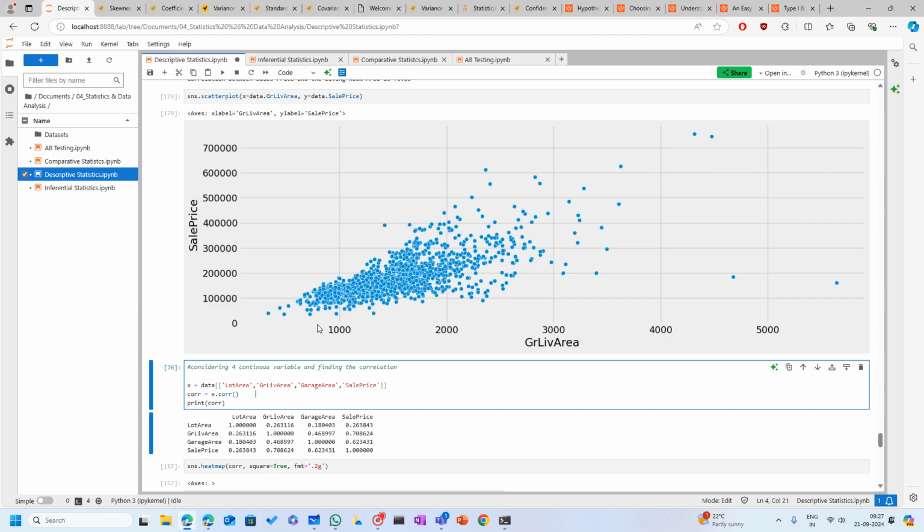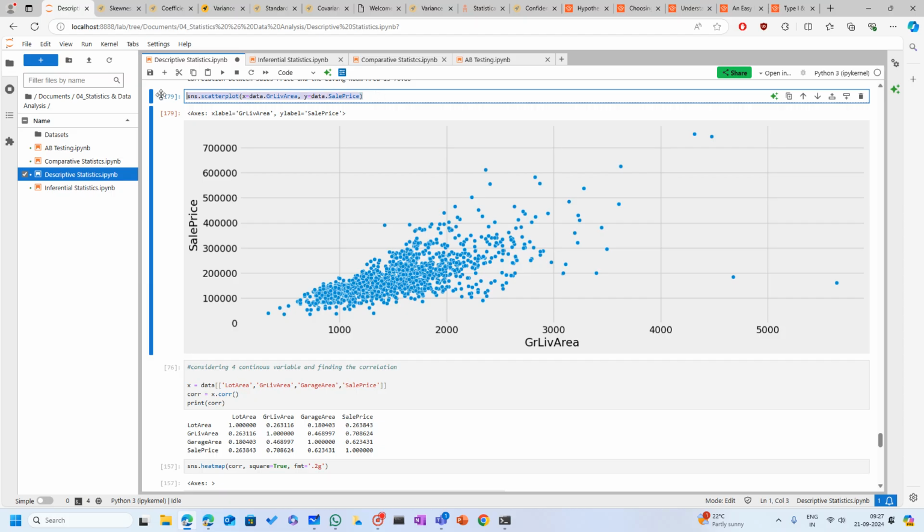So correlation means both, right? Correlation means an interdependent relationship. Basically, you can twist this and ask the same question. If I am to pay this much price, how much ground living area can I expect? That question you can frame, or you can frame the other way. If I have a ground living area of 100,000 square feet, how much sale price can I expect? Both ways you can expect.